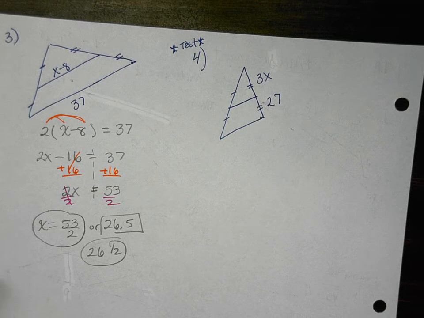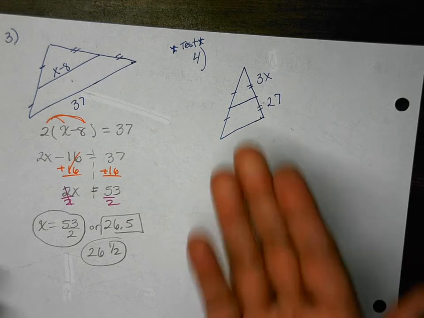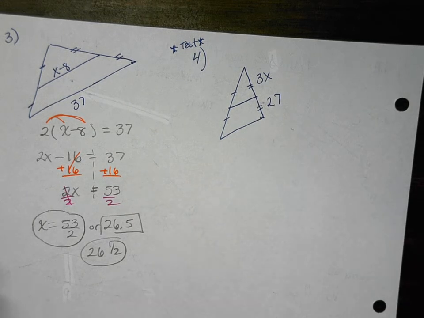Okay. How is this similar to numbers 1, 2, and 3? Do you agree there's X's in there, and there's a mid-segment problem? Yeah. Can anybody tell me how it is different? It's on the side. Thank you.